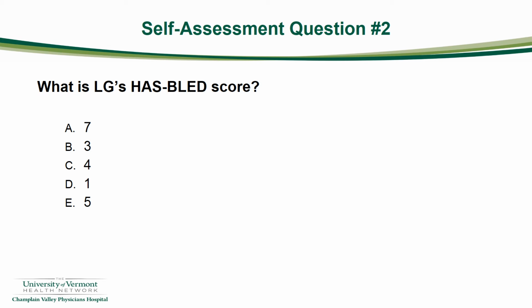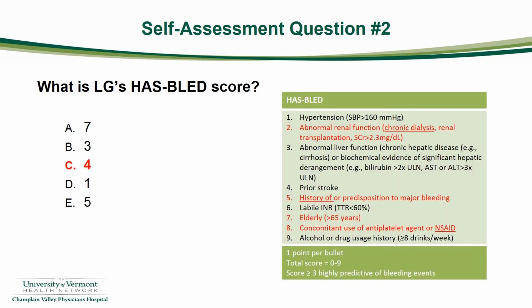Moving on to our self-assessment question number 2, which was, what is LG's HAS-BLED score? So the correct answer here is going to be C, 4. If we look at the HAS-BLED criteria on the right, again, LG does not have hypertension. He does have abnormal renal function, being on chronic dialysis. He has no abnormalities in liver function. He does not have a history of prior stroke. He does, however, have a history of major bleeding.